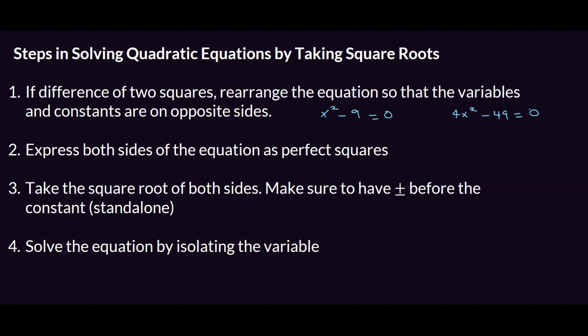Then after that, we'll take the square root of both sides and make sure to have the plus or minus before the constant, which stands alone on one side of the equation. And then we will go ahead and solve the equation by isolating the variable. So let's see what all of this stuff we've discussed means and how to apply it to actual examples.